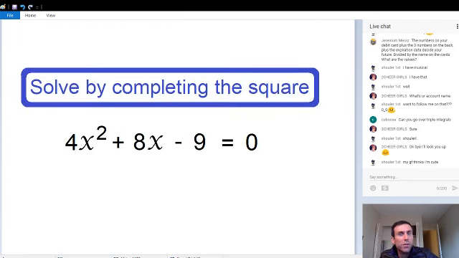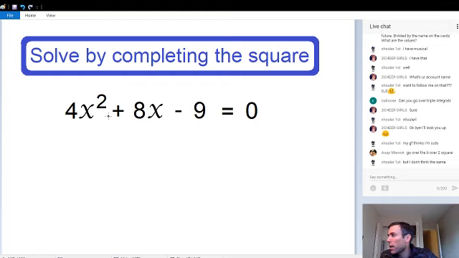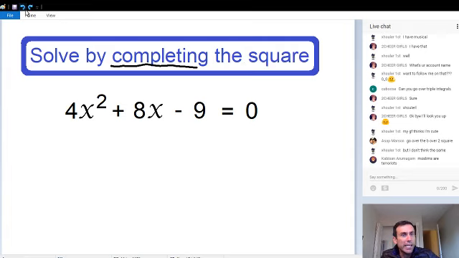Our next problem is solve this quadratic equation by completing the square. It's 4x squared plus 8x minus 9. All right, and we have to solve this by completing the square because they tell us to. We have to complete the square. Otherwise, use the quadratic formula or factor. Any other method is quicker than this.